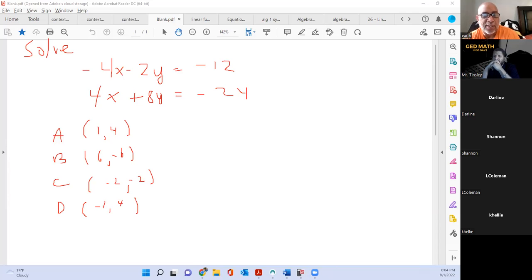Can we do it like store 1 as an X, and then store the 4 as a Y, and then put in minus 4x minus 2y equals negative 12 and see what we come out with? Okay, that's how you solve it using the calculator. We'll get to that next.